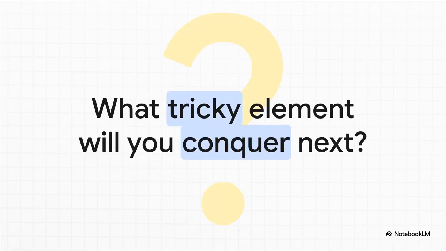So I want you to take this technique with you. The very next time you're staring down a messy web page, the kind with duplicate classes and no IDs anywhere, you'll know exactly what to do. You'll know how to combine those attributes to find exactly what you're looking for. The only question left is, what tricky element are you going to conquer next?